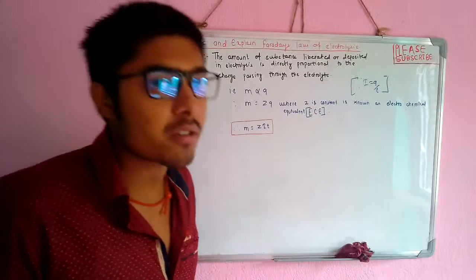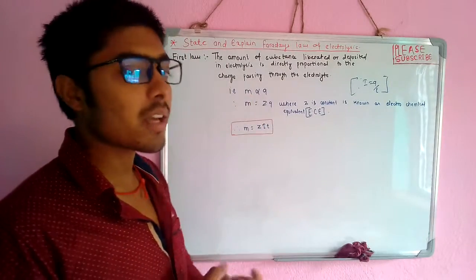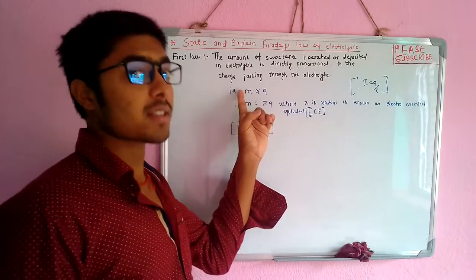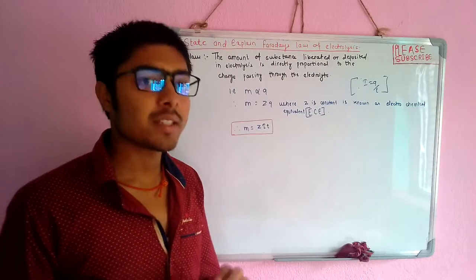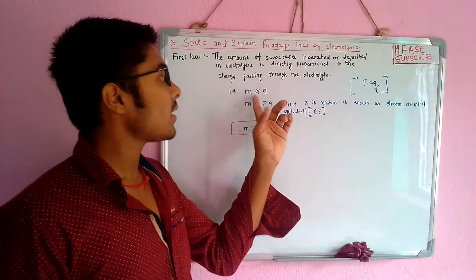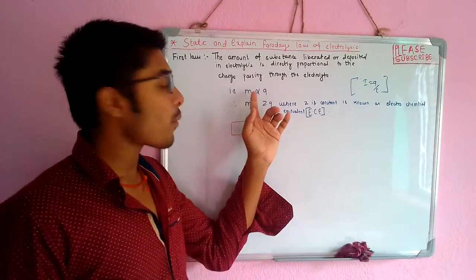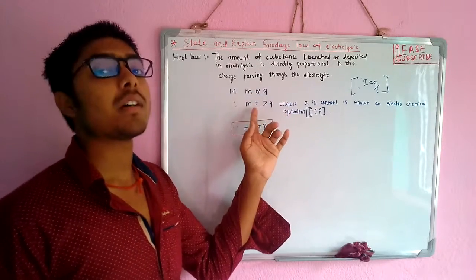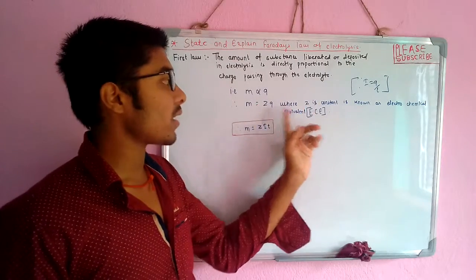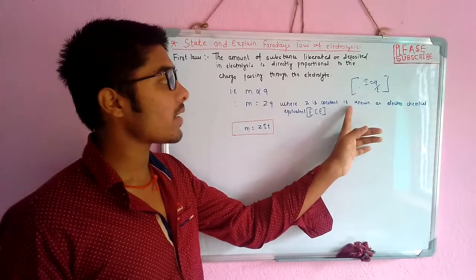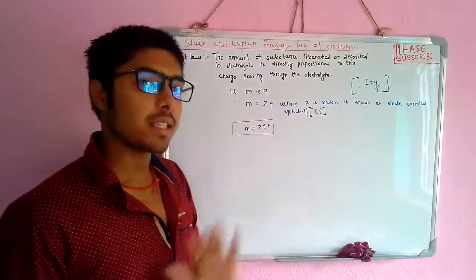That is simply the first law, and symbolically we can write M for the mass deposited on the electrode and Q for the charge, so it can be written as M is directly proportional to Q. To remove the proportionality sign we use a constant Z, so M equals ZQ, where Z is a constant known as the electrochemical equivalent, whose short form is ECE.